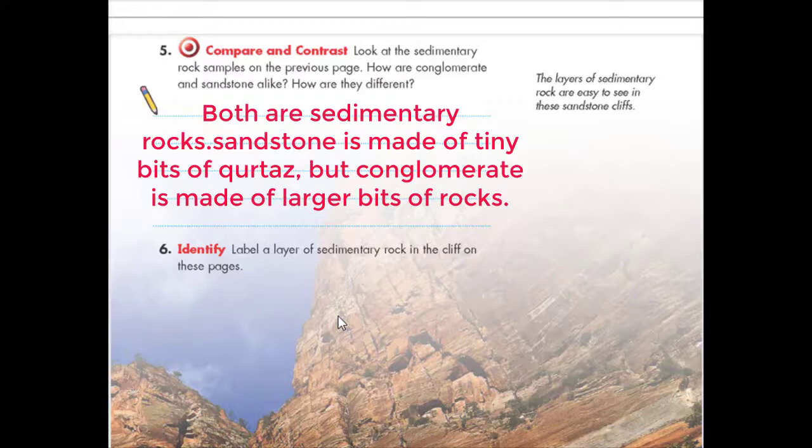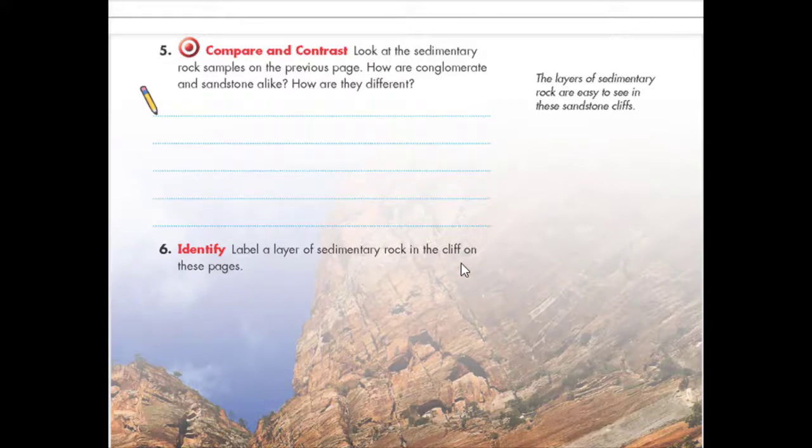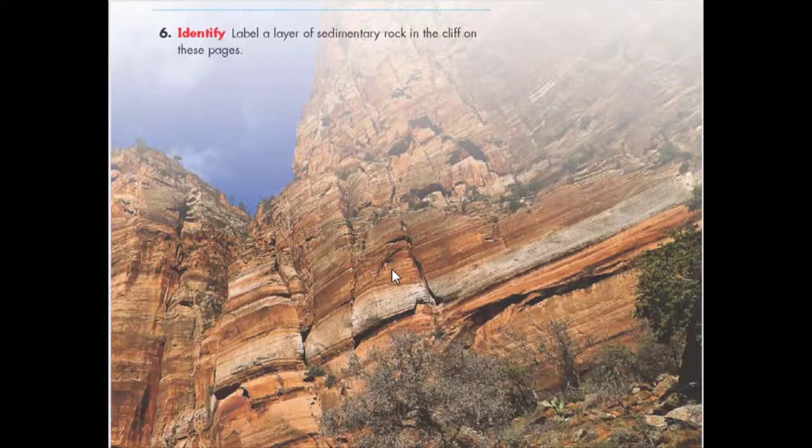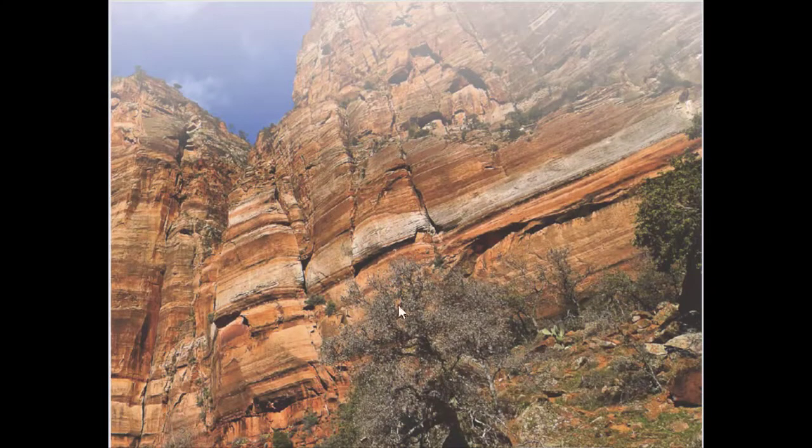Let's answer question number 6. Identify. Label a layer of sedimentary rock in the cliff on these pages. Okay, observe this picture of the cliffs. It's easy to observe these layers. You can label it, make a circle on it. That's enough, just make circles.